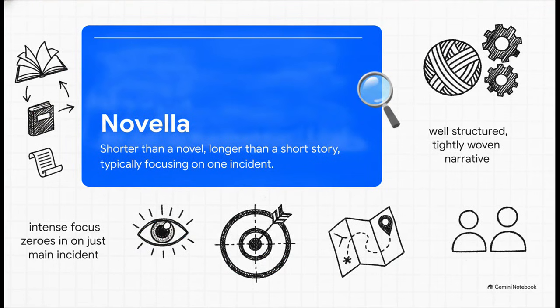So, the word novella actually comes from the Italian word novelle. And structurally speaking, it hits this incredibly precise sweet spot. It's shorter than a full-length novel, but definitely longer than a short story. And because of that very specific length, it's forced to have an intense focus. A novella typically zeroes right in on just one main incident, usually in a single location, and honestly, it really only follows 1 or 2 main characters. It's this tightly woven, incredibly well-structured narrative. There's just no room to wander off into a dozen different subplots.